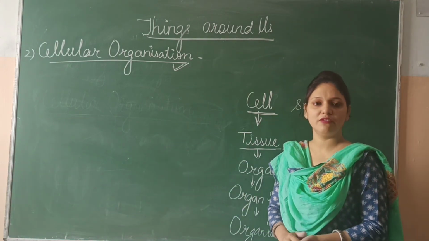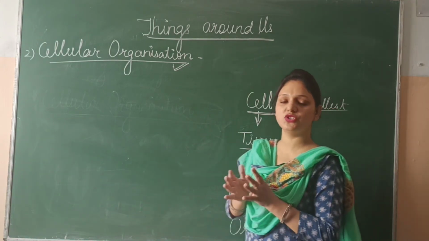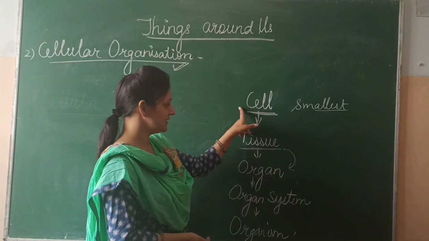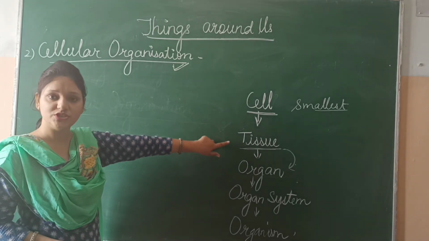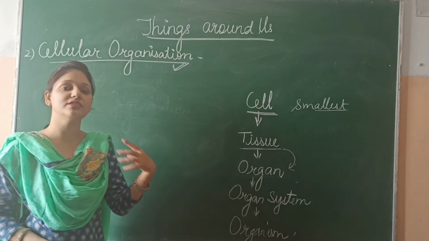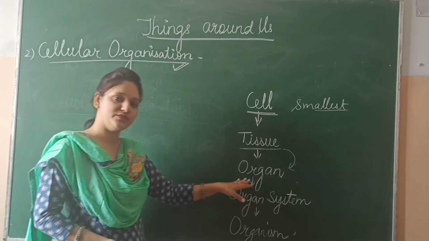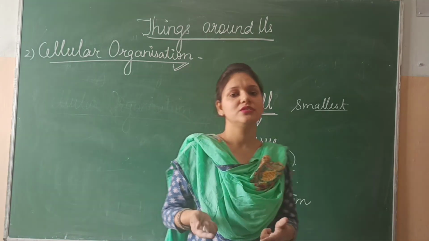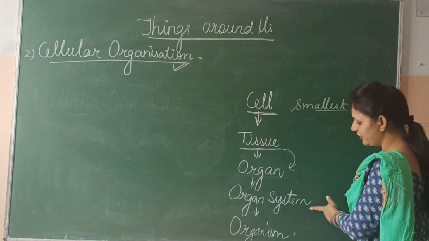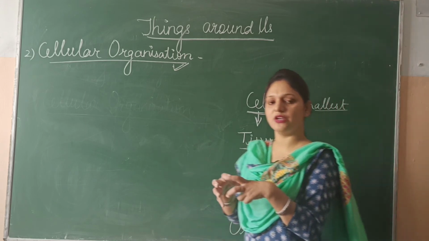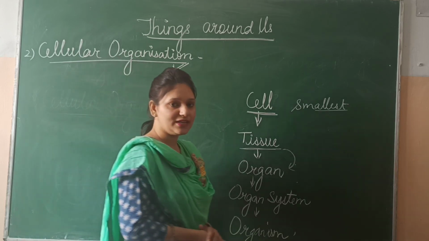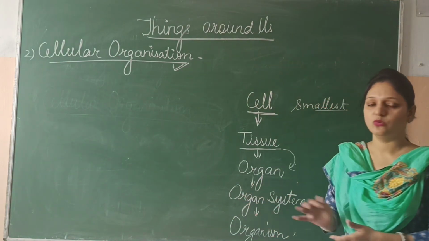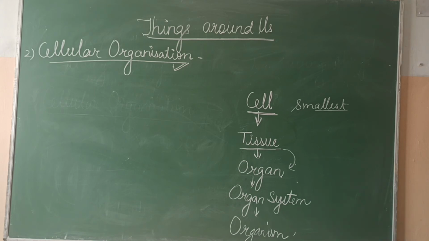Now let's revise it with the help of questions. Who will tell me what is the smallest unit of the body? Cell. Very good. Now cells group together to form tissues, and when the tissues which are performing the same function unite together, they form an organ, and organs club together to form an organ system. And when all the organ systems are united in a particular structure, what is formed? An organism. So kids, this was about our cellular organization, how an organism is made up.